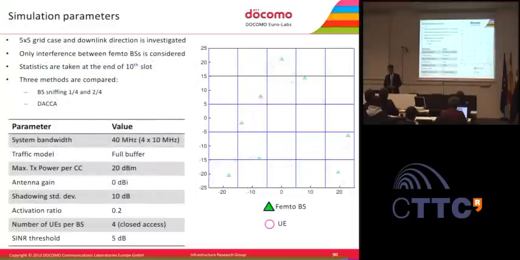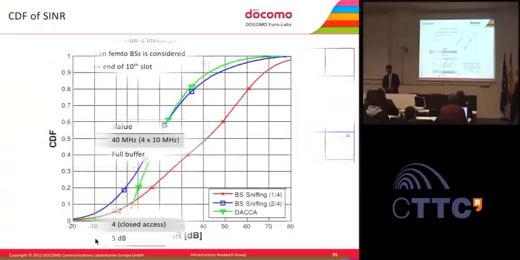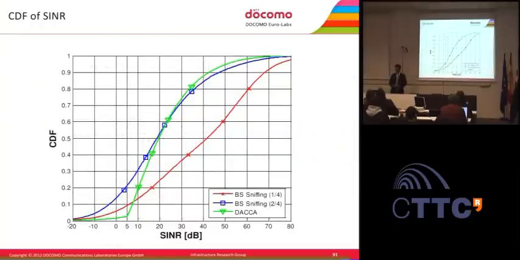Okay, so again we use our 5x5 grid model and we compare our system to what we call base station sniffing, which means the base station listens to its environment and chooses the best 1 or 2 component carriers that it can see. And of course we compare this with DACA, and we use an SINR threshold of 5 dB. Okay, we see some very interesting results once again.